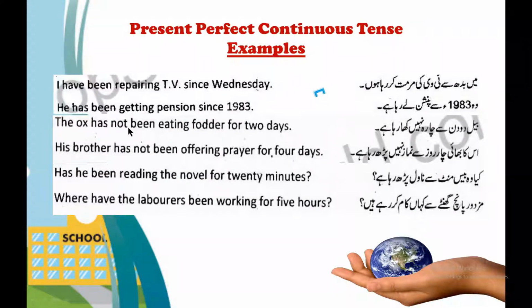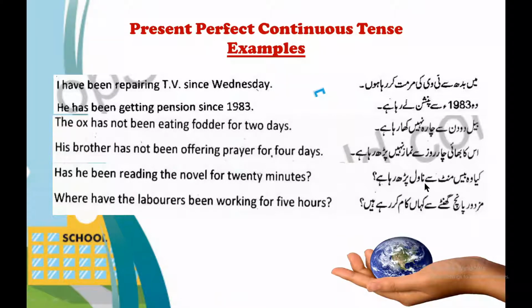बैल 2 दिन से चारा नहीं खा रहा है. The ox has not been eating fodder for 2 days. So has been, has not been, this is the correct form. You cannot use the ox has been not, it would be incorrect. The ox has not been eating fodder for 2 days.